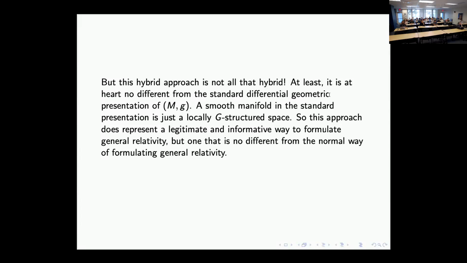This hybrid approach, though, is not all that hybrid. That's the thing. At least it is at heart no different from the standard differential geometric presentation of MG. Because a smooth manifold in the standard presentation is just a locally G-structured space. So we haven't done anything different if we're taking this hybrid approach. So, I mean, 100%, this approach represents a legitimate and informative way to formulate GR, but one that's no different from the normal way of formulating the theory.